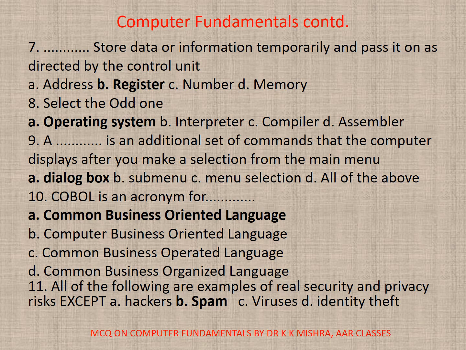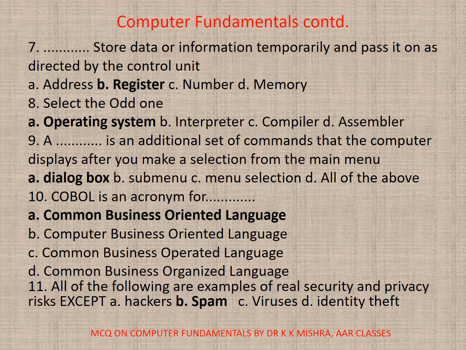9. A dash is an additional set of commands that the computer displays after you make a selection from the main menu. A. Dialog box, B. Submenu, C. Menu selection, D. All. Correct option is A. Dialog box. 10. COBOL is an acronym for, the correct option is A. Common Business Oriented Language.